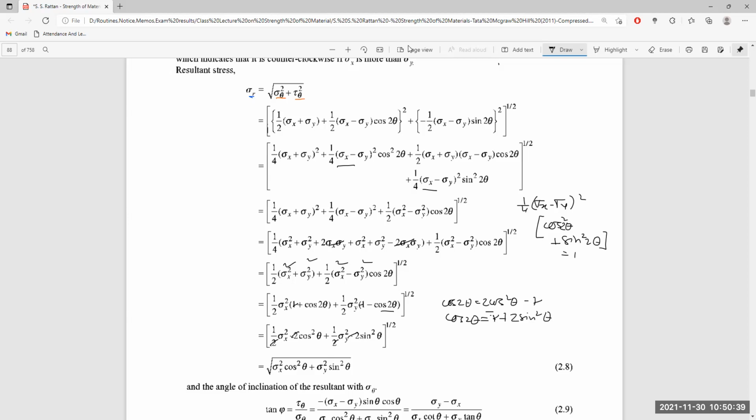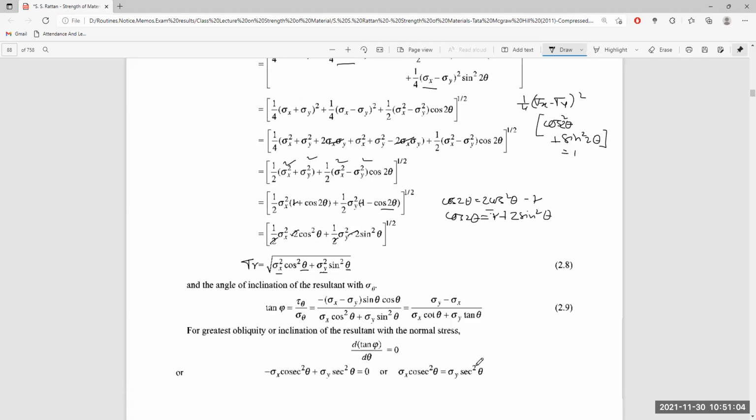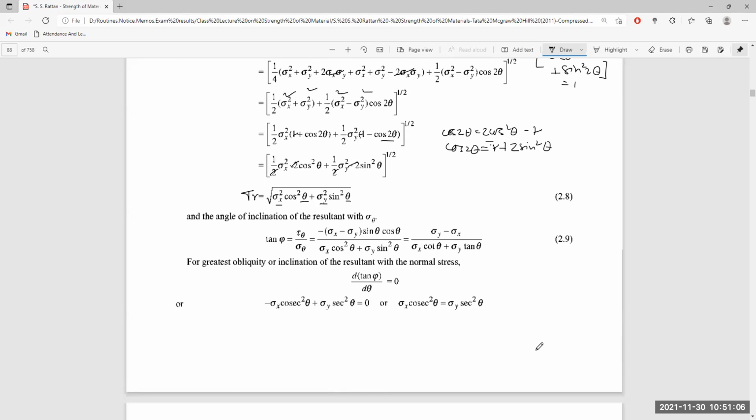This is the value of sigma r, the resultant stress of these two induced stresses sigma theta and tau theta, in terms of sigma x, the stress induced in the x direction, sigma y, the stress induced in the y direction, and theta, the angle of the plane with the normal plane. Next, the angle of inclination of the resultant with tau theta.